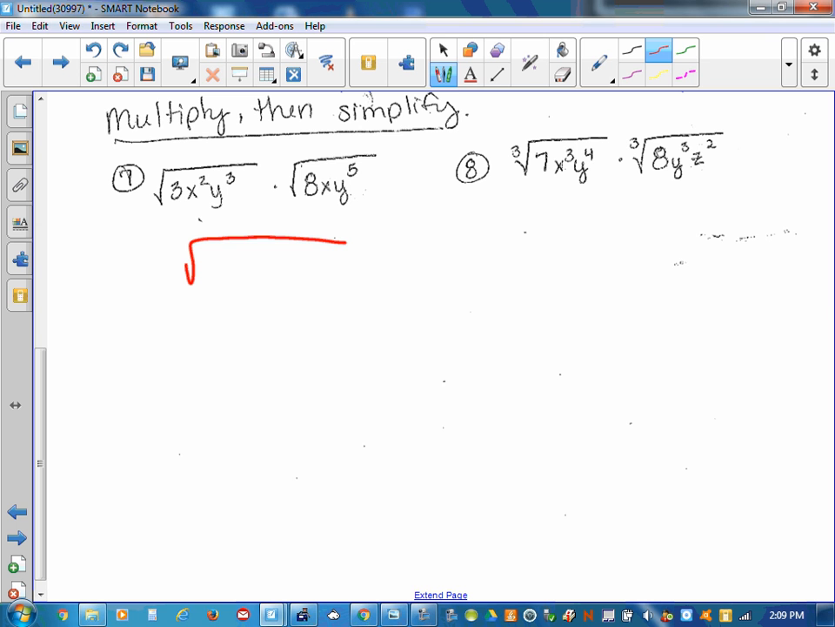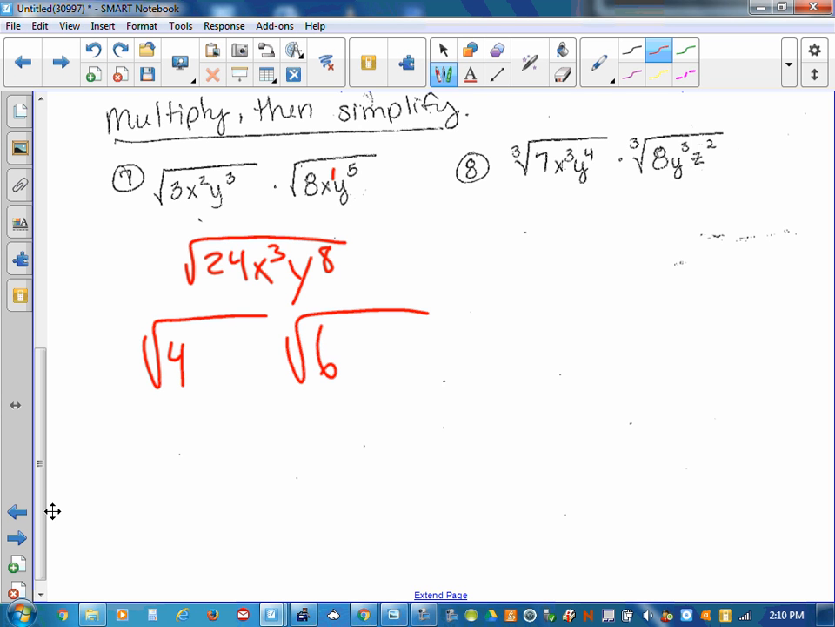Square root, 3 times 8 is 24. X to the third, because when you multiply like bases, you add the exponents, and y to the eighth. Now I'm going to sort it out. What can I do there? Okay, 4 is a perfect square, and 6.